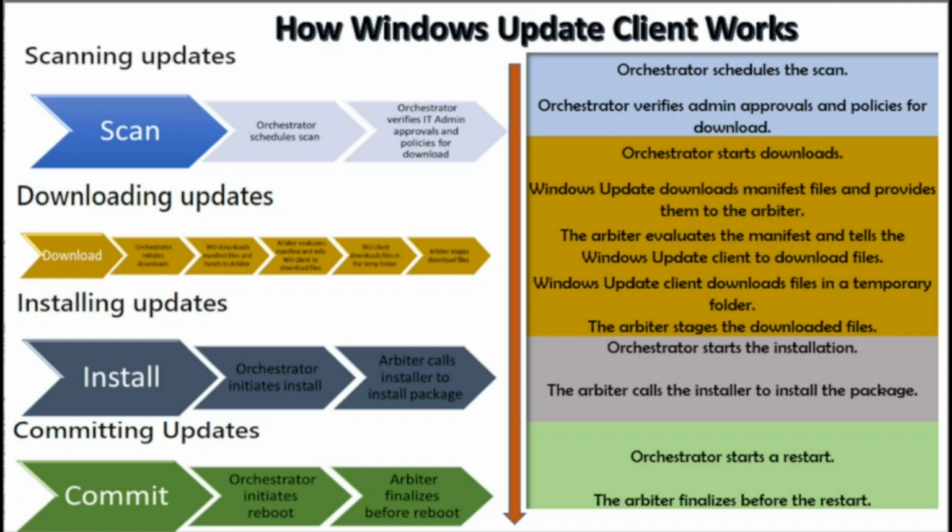Now let's discuss how the Windows Update Client works. There are 4 stages to install an update on a client PC. These are scanning updates, downloading updates, installing updates, and committing updates, also known as applying updates. During the update scanning process, the Windows Update Orchestrator operates in the background to scan, download, and install updates. It does these actions automatically according to the settings and silently, so that it does not disturb your computer use.